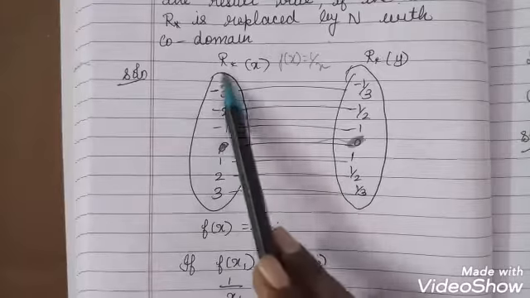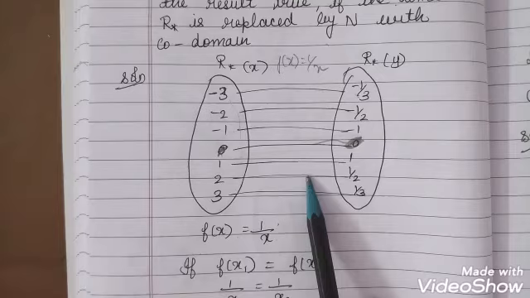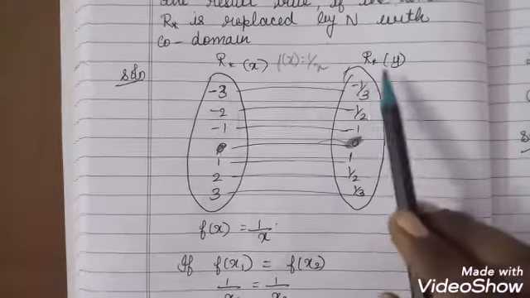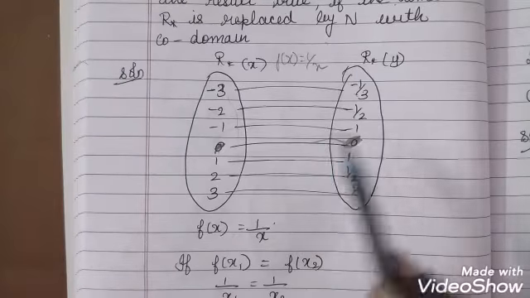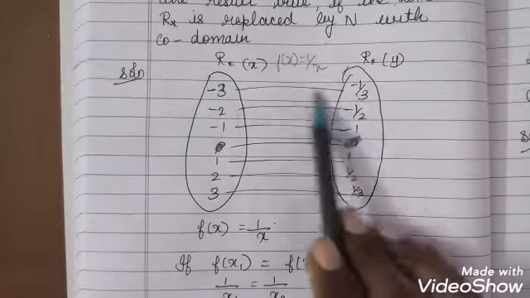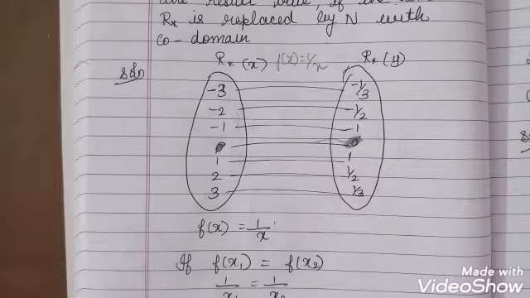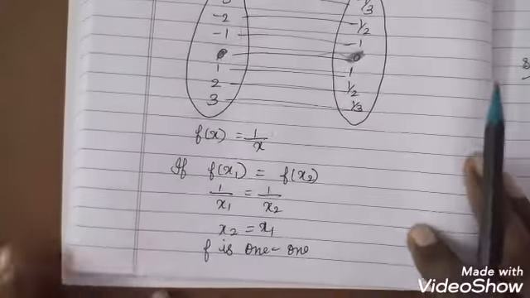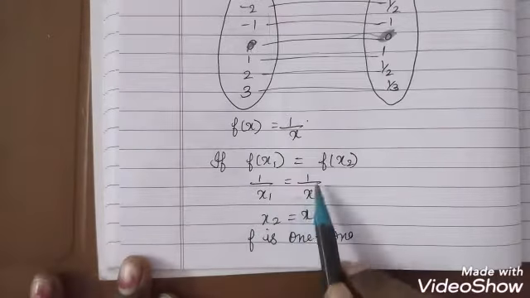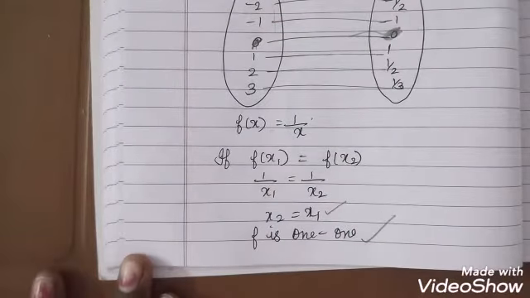Here, all the elements in the domain have unique images. The images are not repeated. So they have unique images, and therefore I can say that f is 1 to 1. Now when you look at the codomain, all the elements in the codomain also have pre-images. Yes, they have pre-images. Therefore it is onto. See how I have proved it here. If f of x1 is equal to f of x2, then 1 by x1 is equal to 1 by x2. So you get x2 equal to x1, and thus f is 1 to 1.